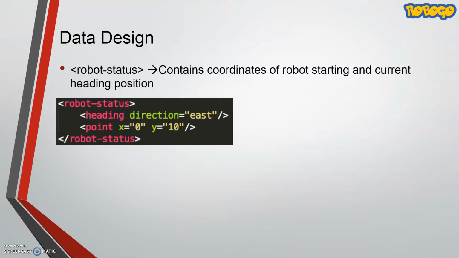Okay, next we have the robot status. The robot status consists of its starting position and the current heading position, which means which direction the robot is currently facing. As you can see from the heading, the direction value is east, so it will be facing the right side at the start. And for which position in terms of the grid X and Y, the program will read it in, and it will print the RoboGo icon on the map.